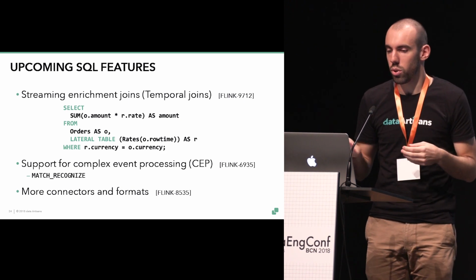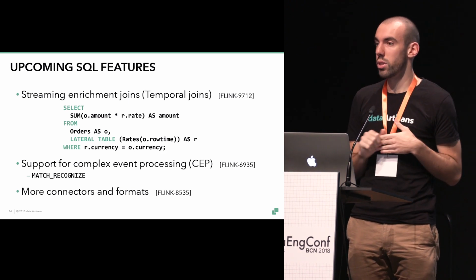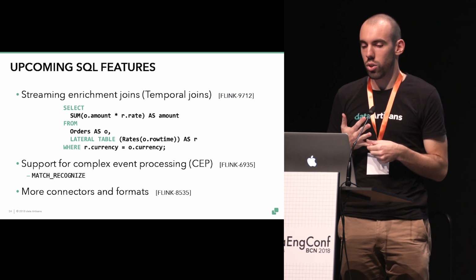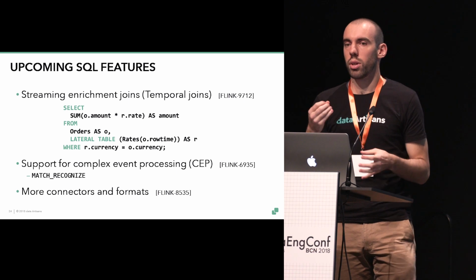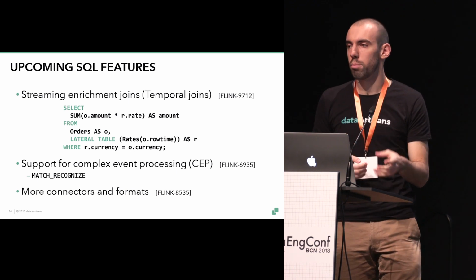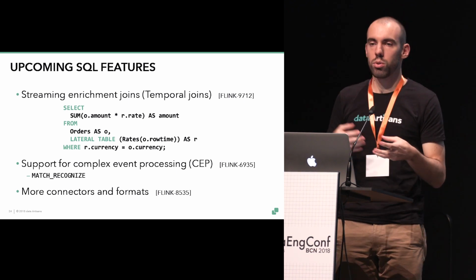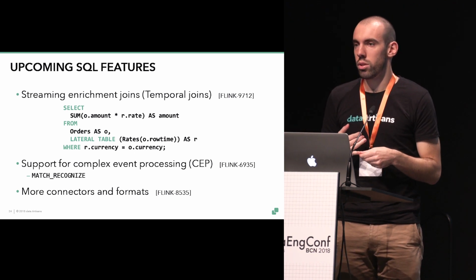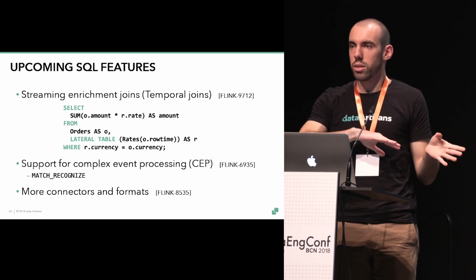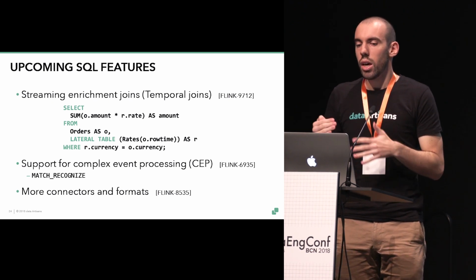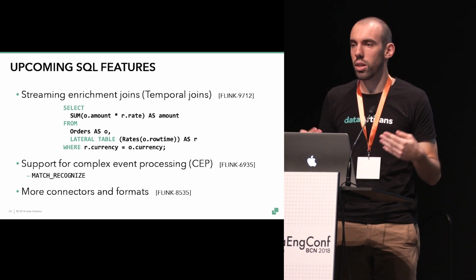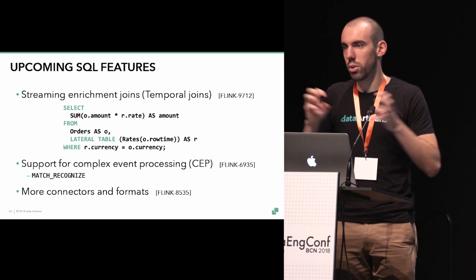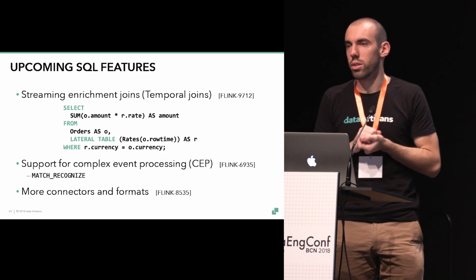We also want to support complex event processing. This is a very new addition to the standard. It's called MATCH_RECOGNIZE. We want to be able to define patterns in streams by using this clause. We already provide a complex event processing library in Flink, and this new MATCH_RECOGNIZE clause allows us to connect the already existing CEP library with our SQL library and define everything in SQL if this is necessary.